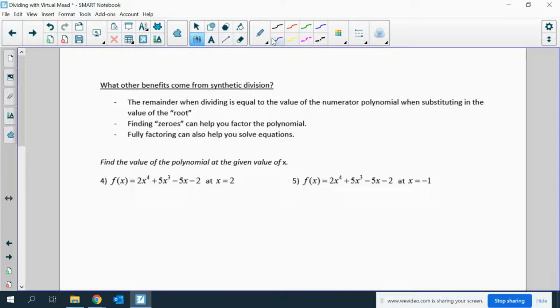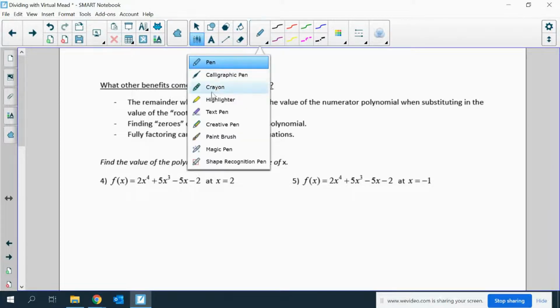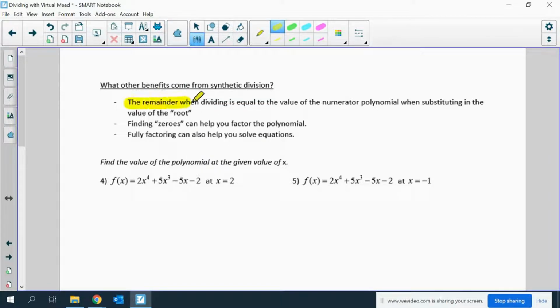So what are some other benefits that can come from synthetic division? The remainder when dividing is equal to the value of the numerator polynomial when substituting in the value of the root. So let's talk about what that means in this problem.